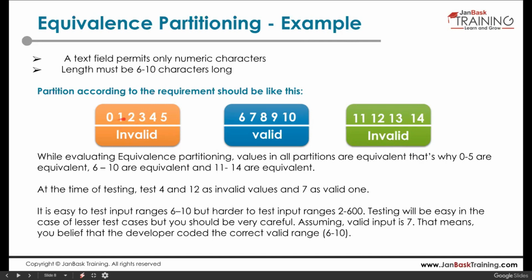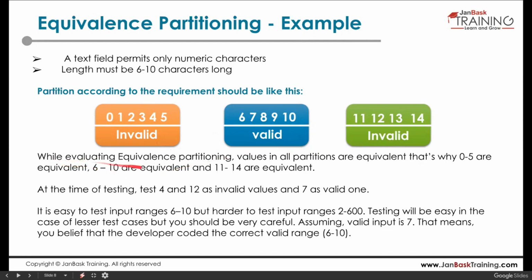So any number which is less than 6 should be invalid. So 0, 1, 2, 3, 4, 5 is invalid. 6, 7, 8, 9, 10 is valid. 11 to 14 or anything above 14 is invalid. Clear? Any question? No, it's clear.